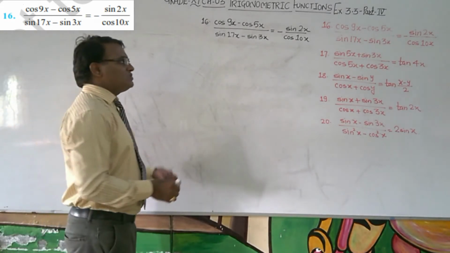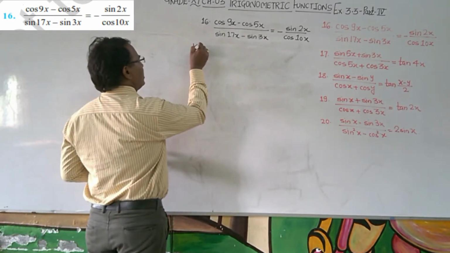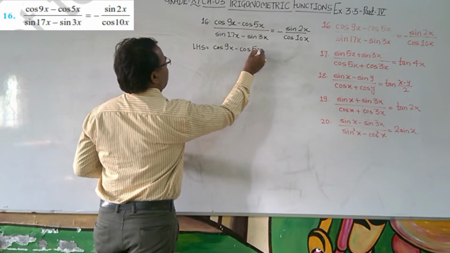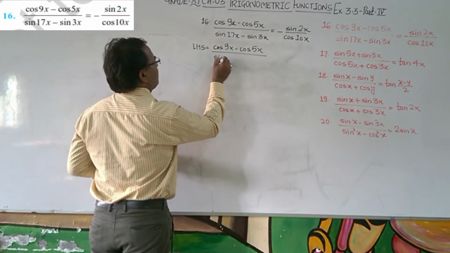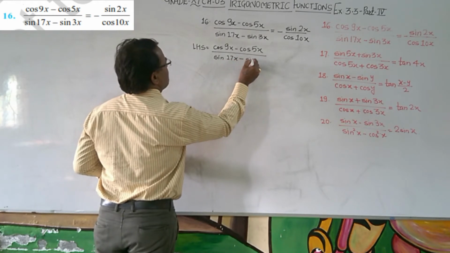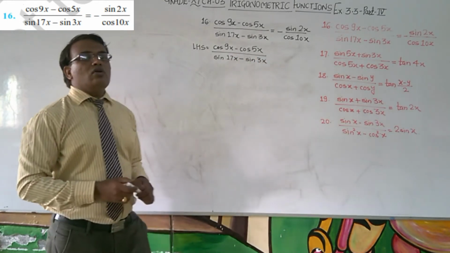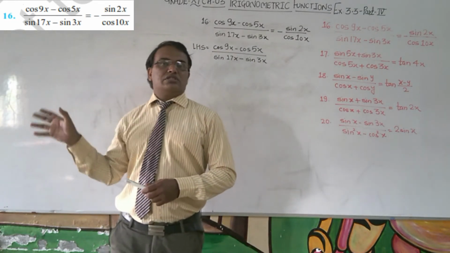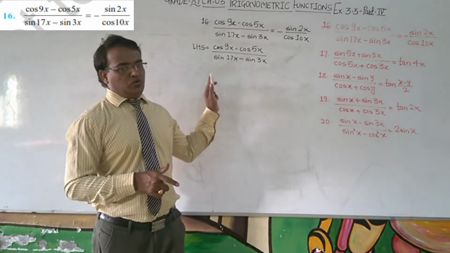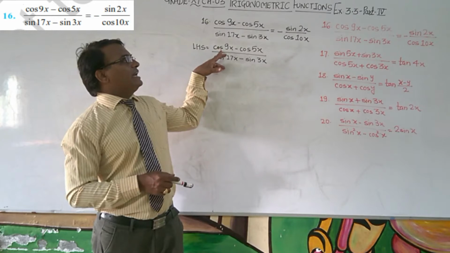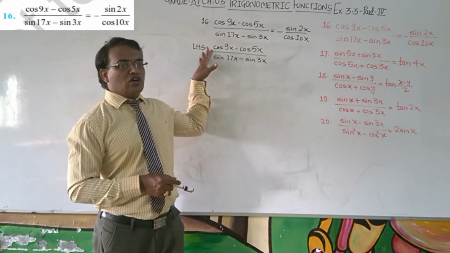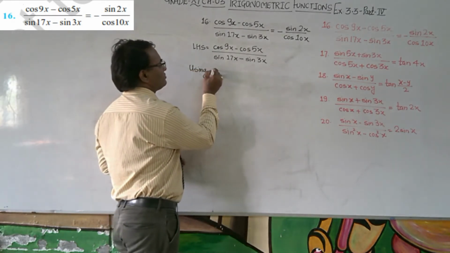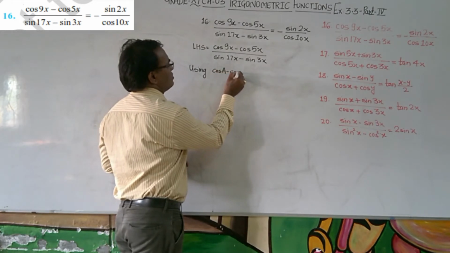Okay, so the first thing is what? The LHS part. So what is the LHS part? LHS is equal to cos 9x minus cos 5x upon sin 17x minus sin 3x. Now, just now we have discussed these 5 formulas. According to these 5 formulas, which is most suitable here, that we have to use. Okay, so cos 9x minus cos 5x, that is cos A minus cos B. What I will do then? I will write it here using cos A minus cos B.